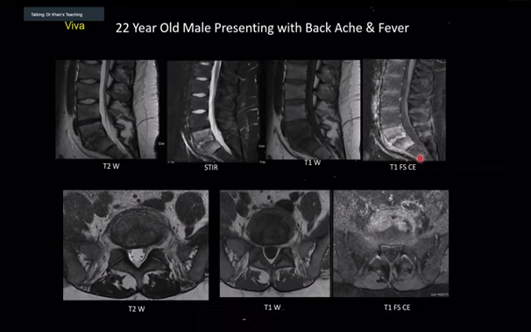So here everything is enhancing. Till now there is nothing to be drained. And again, you can see that there is a concept of bone marrow edema, and bone marrow edema also enhances on contrast. So this is spondylodiscitis.